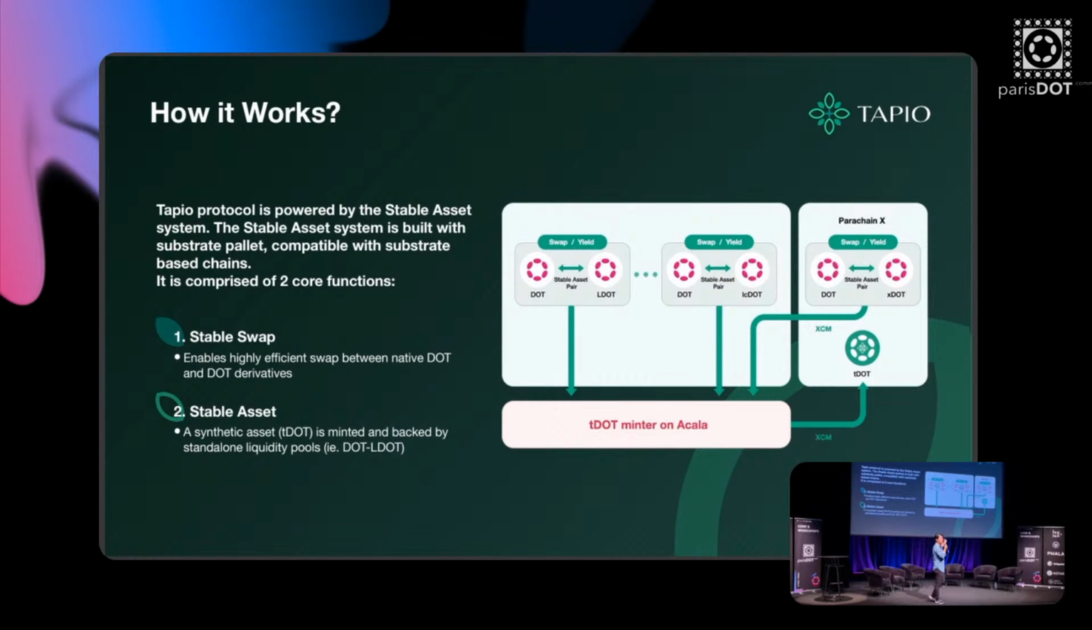The synthetic asset minting function right now sits on the Acala network. One thing that we're working on is expanding into other parachains to deploy our synthetic asset and stable swap pallets, so that from a parachain's point of view, they can retain those TVLs from the DOT, but the minting function gets generated from Acala, and once T-DOT gets minted, it can travel to different parachains.